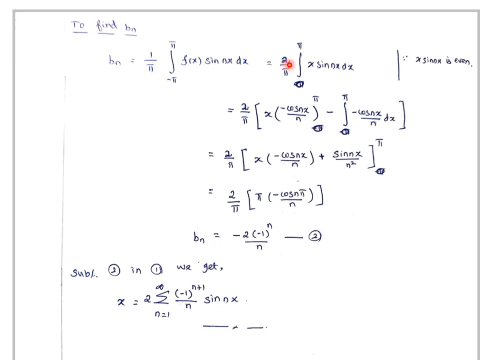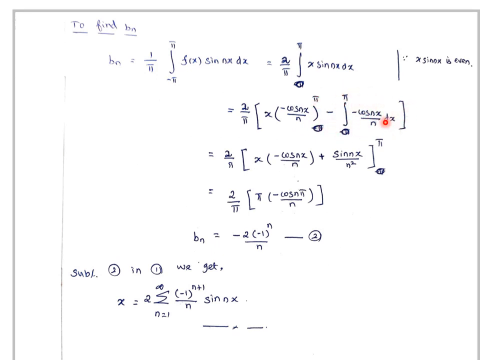Therefore, it will become 2 divided by pi integral 0 to pi. Our f of x is x. Therefore, x into sin nx dx. So, as usual, we can write x into sin nx. By applying the UV method, we can integrate x into sin nx dx from 0 to pi. That is equal to 2 divided by pi, x into uv. If we are taking sin nx dx as dv, then it will give us v as minus cos nx by n, 0 to pi, minus integral v du.